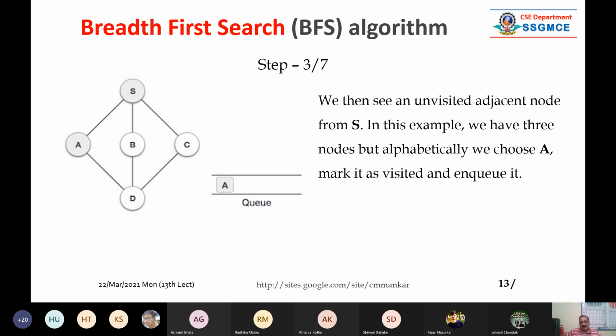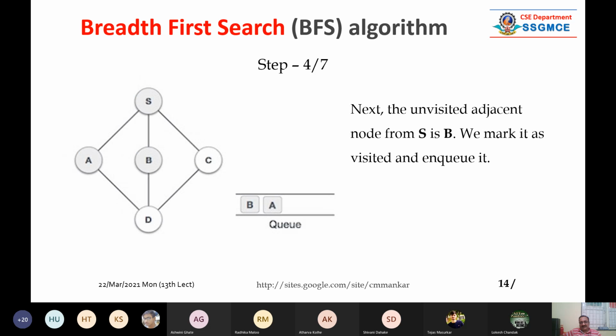Now in the first step we shall put B into the queue. So I hope you are getting that S is bold, A is bold, and B is bold. It means that we have visited these nodes. There is no need to repeat and visit the same node again. तो A क्यू में है तो A आगे चले गया, B उसके बाद में आ गया, like that. So next, the unvisited adjacent node from S is B. We mark it as visited and NQ it. तो ये fourth step हो गया.